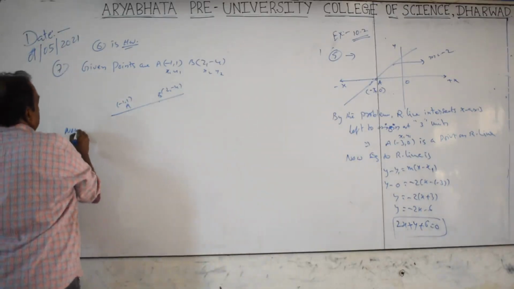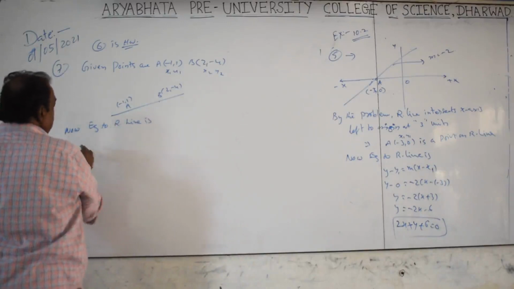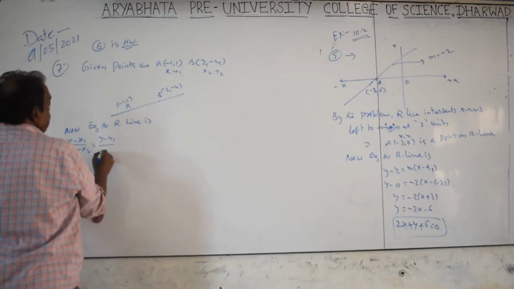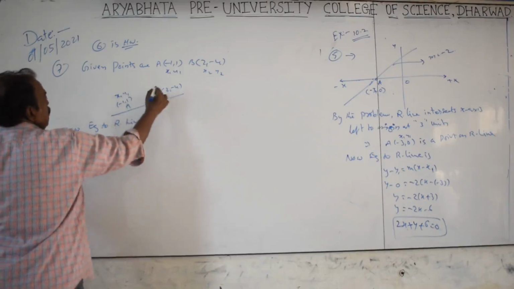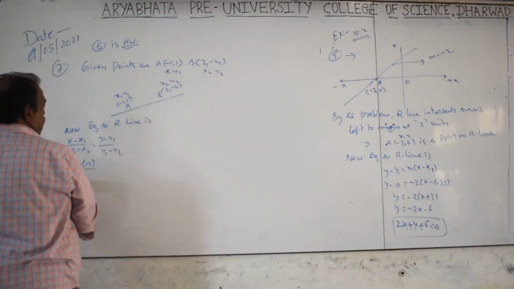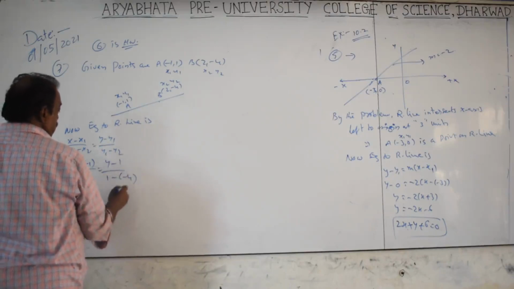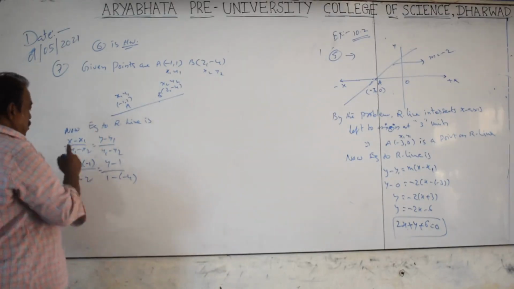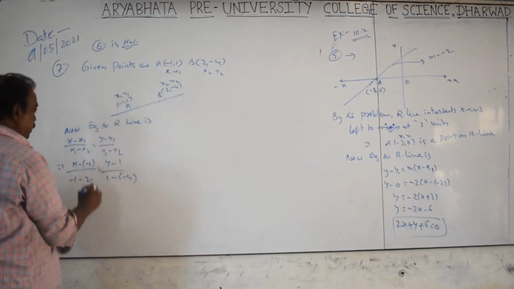Now, the equation of the required line is (x minus x1) by (x1 minus x2) equals (y minus y1) by (y1 minus y2). With x1 y1 and x2 y2, it is (x minus of minus 1) by (minus 1 minus 2) equals (y minus 1) by (1 minus of minus 4). X minus x1, x1 is minus 1; minus 1 minus 2, x2; y minus y1, y1 is 1; 1 minus of minus 4.